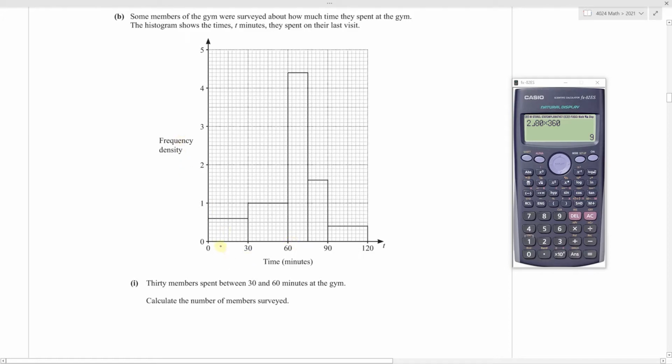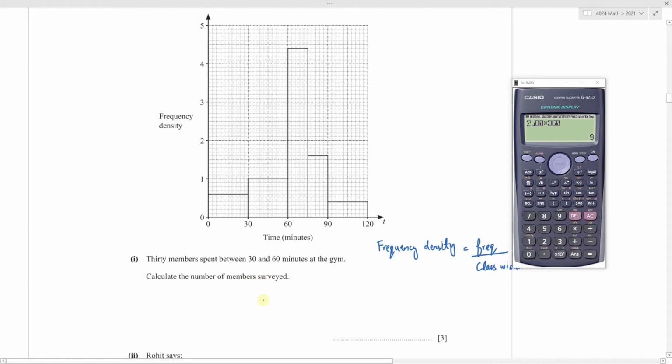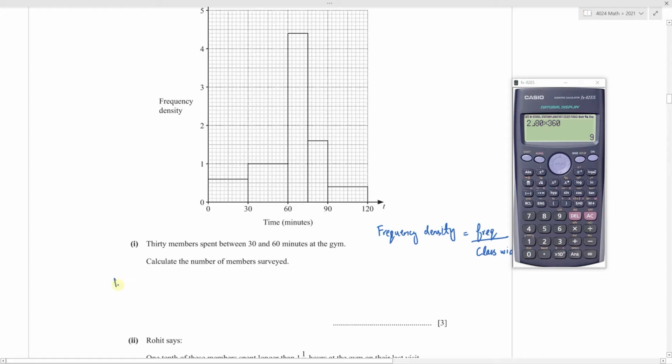So you're given frequency density, and you know the class width as well. So you know the formula: frequency density is equal to frequency divided by class width. So we can find the frequency in each of these intervals and then add them all. The sum of all the frequencies will give you the total number of members surveyed.